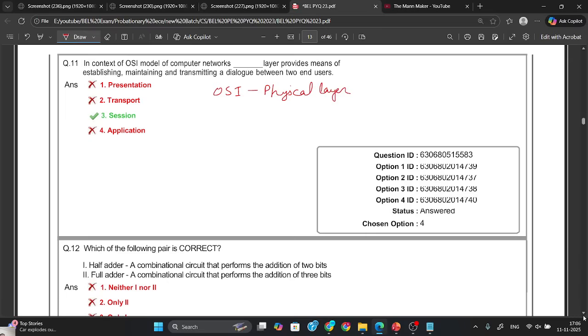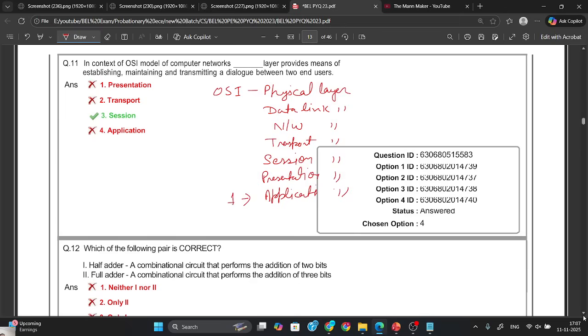Okay, 7 layers we have. Physical layer, then we have data link layer, then network layer, then transport layer, then session layer, then presentation layer, and we have application layer. So these 7 layers we have in the OSI model.